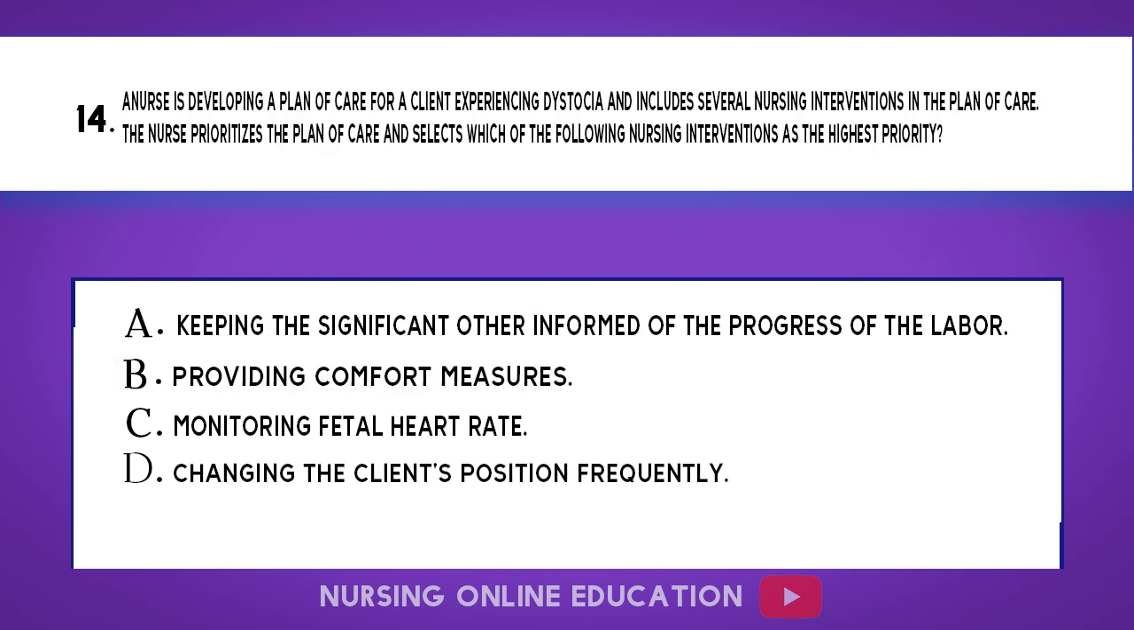14. A nurse is developing a plan of care for a client experiencing dystocia and includes several nursing interventions in the plan of care. The nurse prioritizes the plan of care and selects which of the following nursing interventions as the highest priority. A. Keeping the significant other informed of the progress of the labor, B. Providing comfort measures, C. Monitoring fetal heart rate, D. Changing the client's position frequently. The answer is option C, monitoring fetal heart rate.